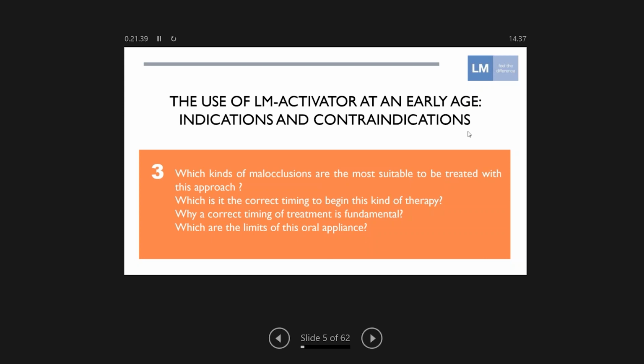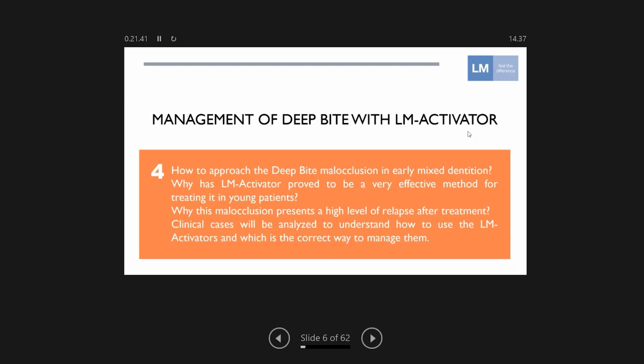will speak about the deep bite, and that is a malocclusion that is really very often seen. We can see deep bite every day in our work, and we will analyze how to manage the deep bite during the growth and why the LM activators can help us in approaching this malocclusion.